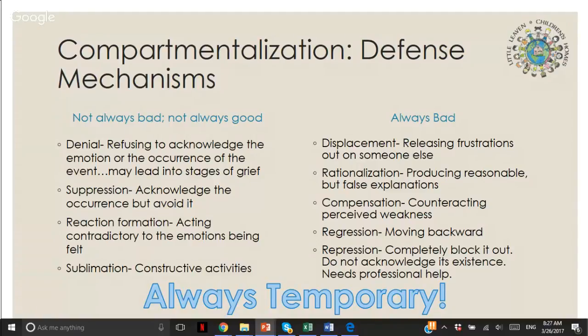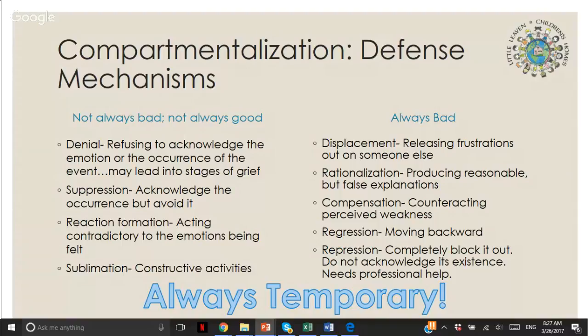Repression is out. That's when you need to see a psychiatrist. Repression is when you completely deny, or not even deny, that it happened. You don't even remember it happening. You just put it into a place in your mind where it doesn't exist for you. If you have something so traumatic that you refuse to admit that it happened, you need professional help.